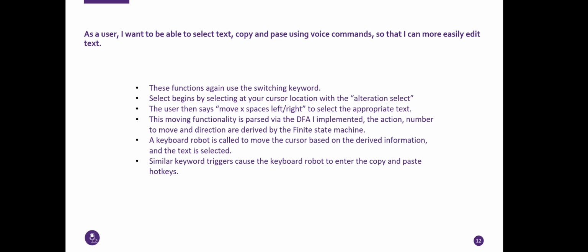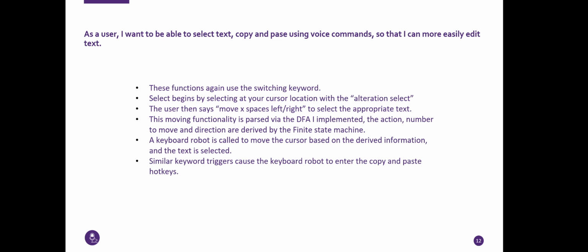As a user, I want to be able to select, copy, and paste using voice commands so that I can more easily edit text. These functions again use the word switching keyboard, but there's a little variation in this. We select at the current cursor location by saying the select directive. The user then says move X number of spaces left, right, or wherever you want to move to select the appropriate text. This moving functionality is accomplished with the help of that deterministic finite state automata.